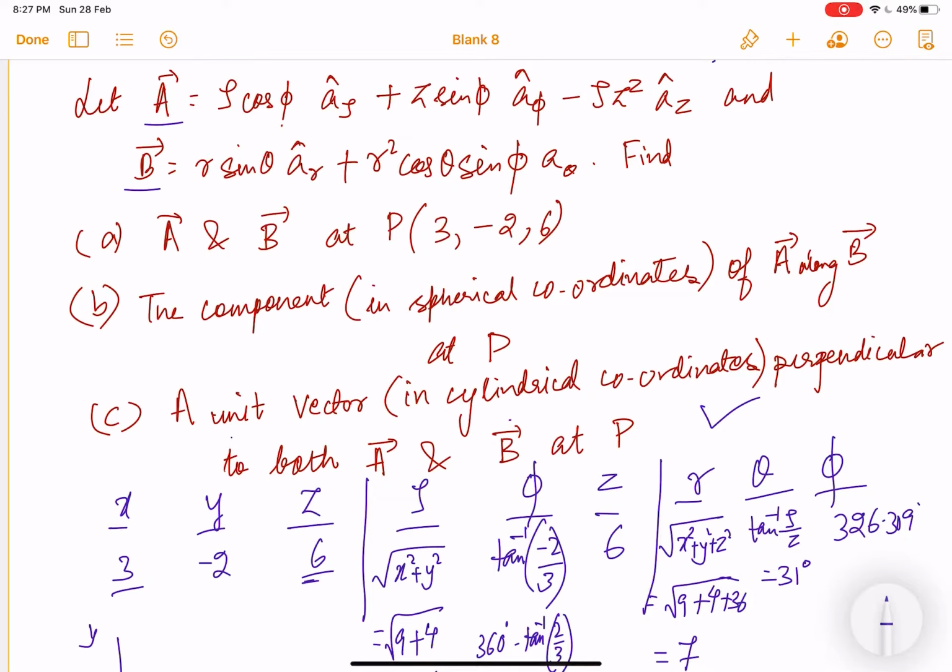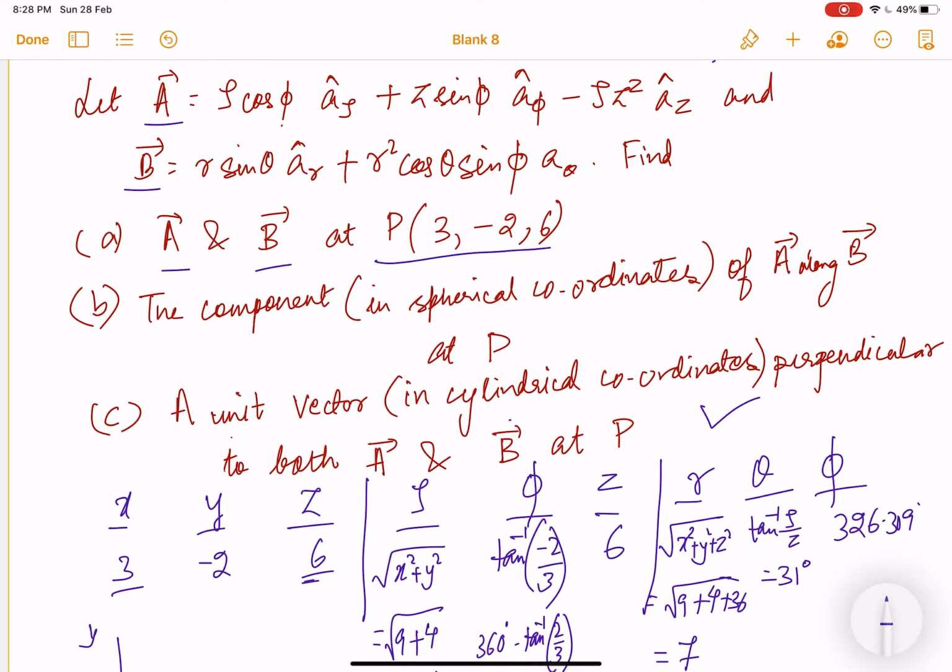In the previous videos, we took out A and B at point P, and then we took out the component of A along B at point P. Now we are going to find the unit vector in cylindrical coordinates perpendicular to both A and B at P. So what is a vector that is perpendicular to both A and B? Well, the cross product. If you do the cross product of two vectors, you get another vector perpendicular to both. All three vectors are perpendicular to each other.